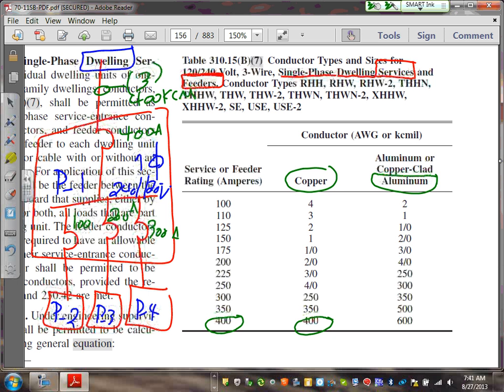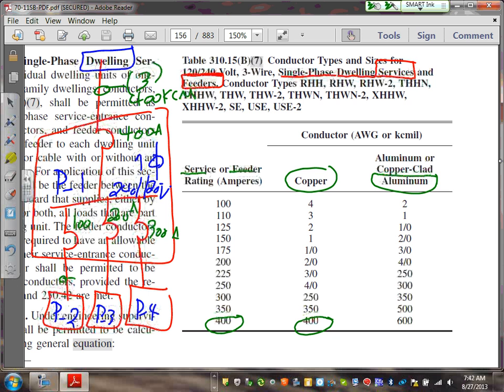Now you can derate the neutral. We'll get into derating the neutral later. But for the time being, why is it 400? Because Danny Siegel's book says, if the service or the feeder is this many amps, the conductor will be this size. Any comments? I want you guys to give me a thumbs up that we know how to use this table. Cool? Next, let's go size each and every one of these apartments.